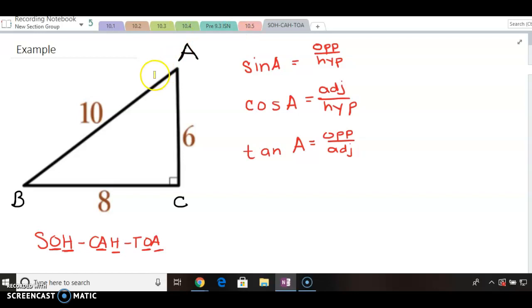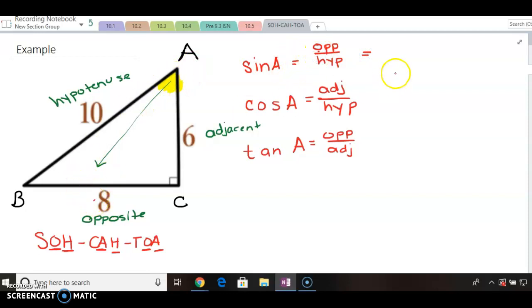Okay, now this is for angle A, so this is my reference angle. Okay, so my 10 over here is my hypotenuse. Opposite of angle A is my 8, so this is my opposite. And my leftover, this has to be my adjacent. Okay, so sine of A is opposite over hypotenuse. Well, opposite of angle A is 8. My hypotenuse is 10, so 8 over 10, and I'm going to go ahead and reduce that to 4/5.